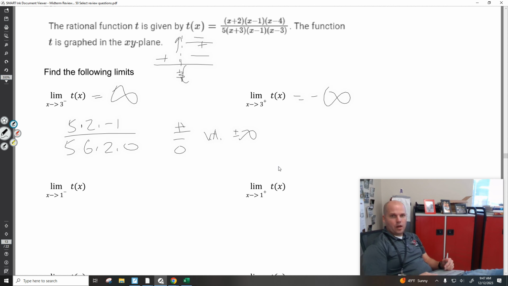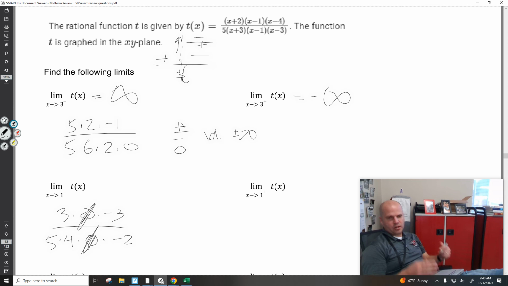If I plugged in 1, I get, and this is the key, guys, plug in your value first, see what you get, and then do further analysis. If I plug in 1, I get 3, 0, negative 3, 5, 4, 0, negative 2. Yeah, I got a hole. 0 over 0. I have a hole. What would happen if I canceled the zeros and we didn't have to worry about having that factor? Well, I'd get negative 9 over negative 40.